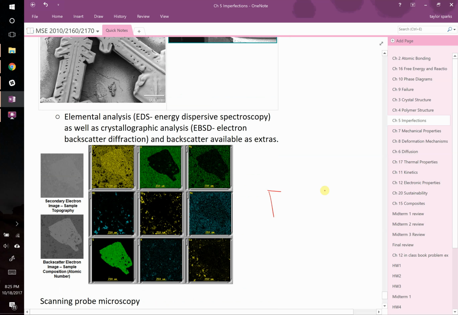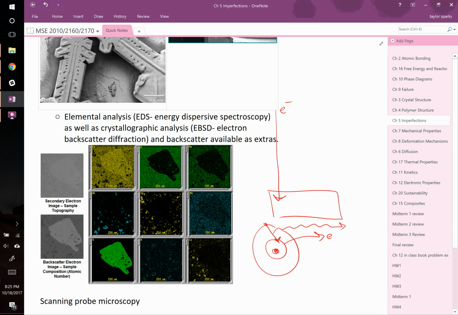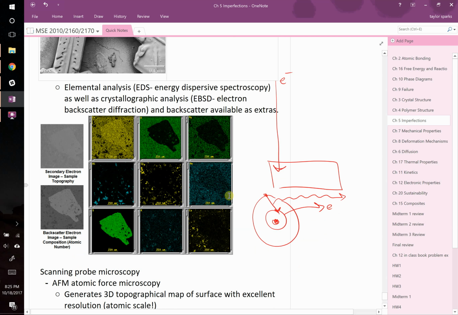Again, this is your sample. You bombard it with a very high energy initial electron. An atom has its nucleus, and it has its different electrons around it. If you knock out this electron, then this electron is going to fall down to fill its place, and in doing so, it's going to give off radiation. And all you need to have is a detector that can pick up that radiation and look at how much different signal is coming at different wavelengths, match that to the elements, and then by doing that, you can generate an enormous amount of information.